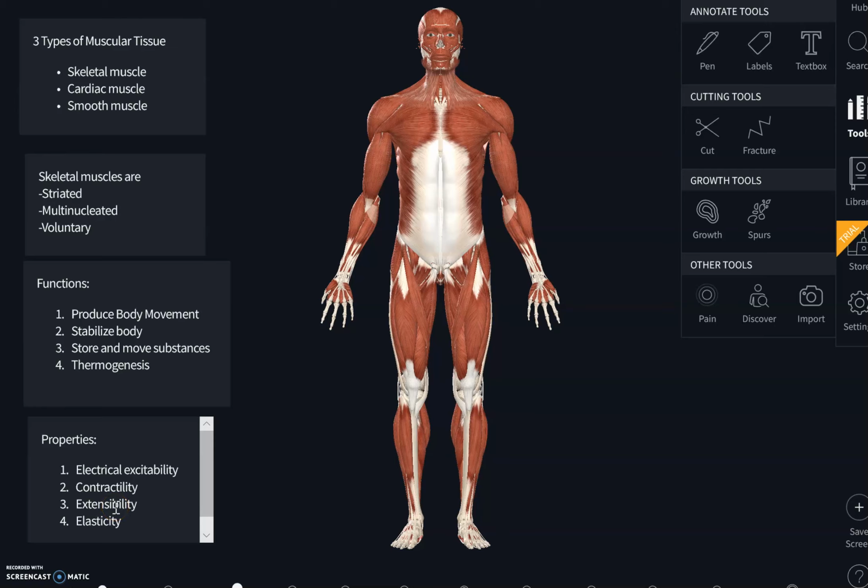For example, when your stomach is full of food, the smooth muscles in the walls of the stomach are able to stretch to accommodate the whole pizza or a large steak that you ate, and that is called extensibility. Cardiac muscles also stretch each time the heart beats, and the ability of these muscles to stretch and extend is called extensibility.